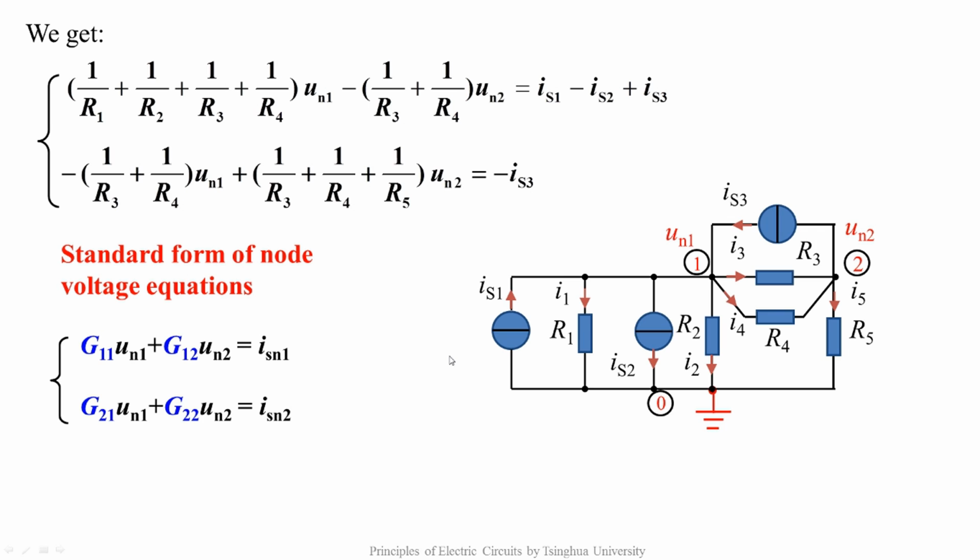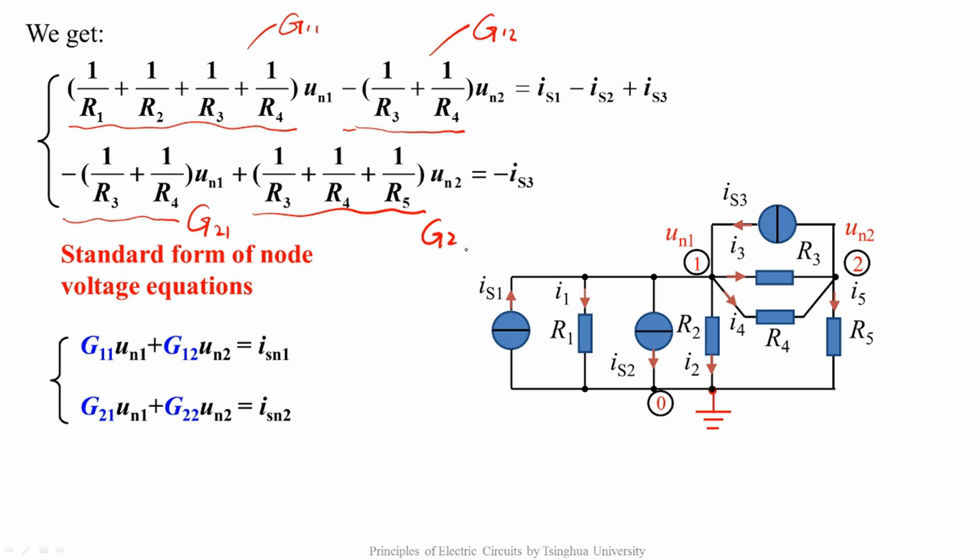Write the coefficient of UN1 as G11. This coefficient is written as G12. This coefficient is written as G21. And this coefficient is written as G22. The right part is written as ISN1 and ISN2 respectively. Let's see what the physical implications of these coefficients are.